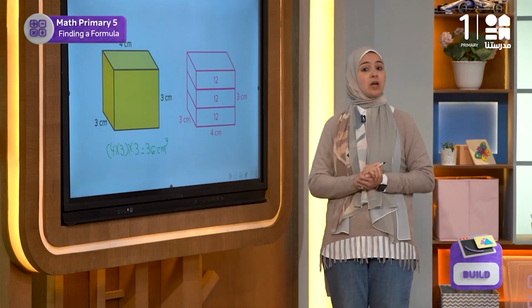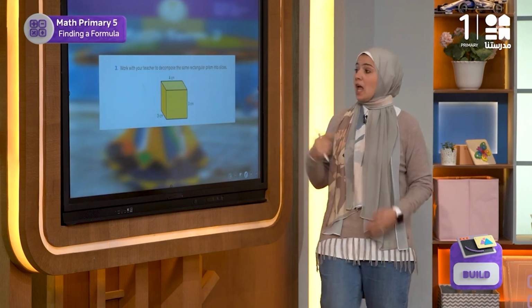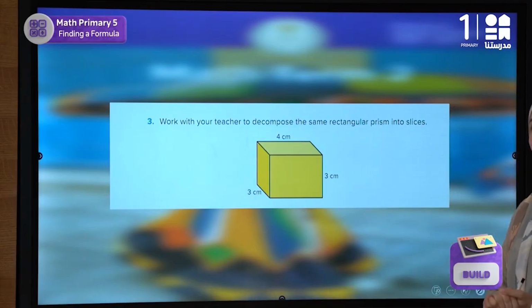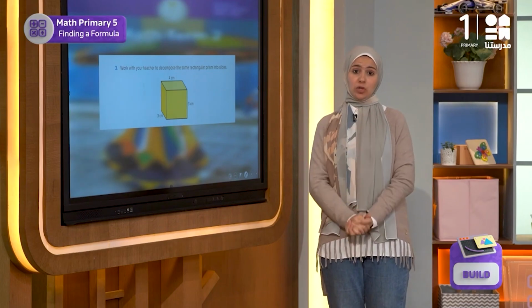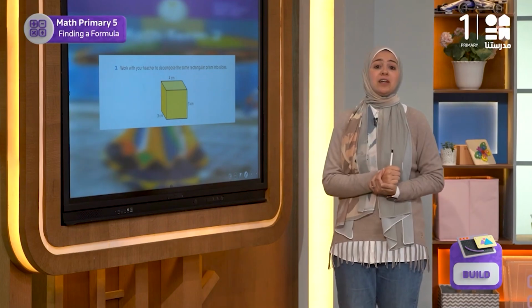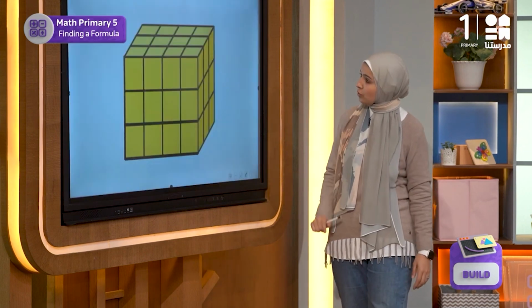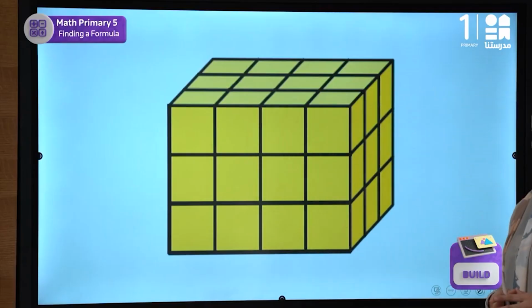In problem 3, what do we have? Let's check. This was question 2, I'm sorry. In problem 3, what do we have? We will find the same rectangular prism with the same dimensions. But this time, we are asked to decompose it into slices. So what do we notice? We will notice in the figure here that it is divided into what? Let's check. When we go over here, it's divided into 4 slices.